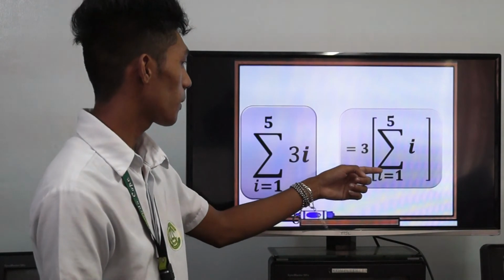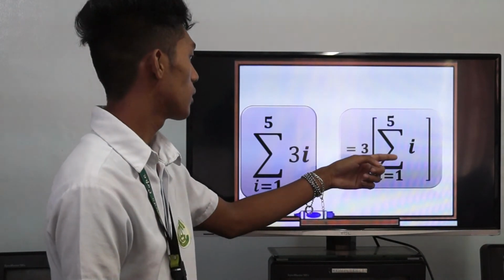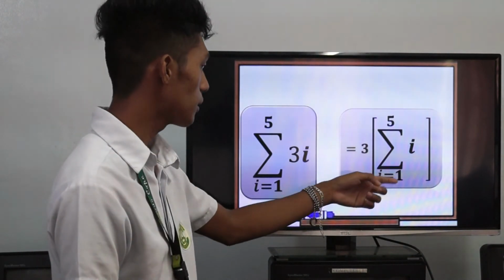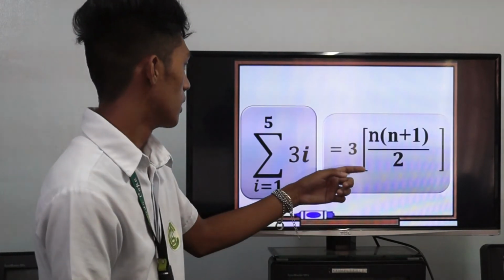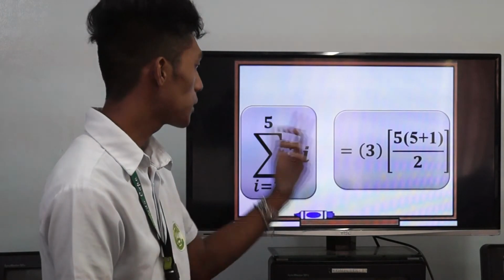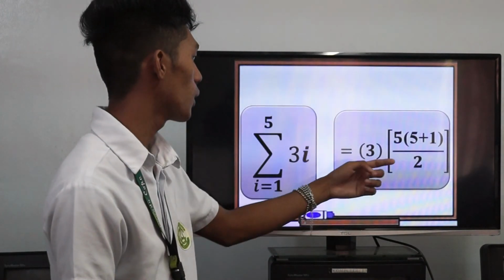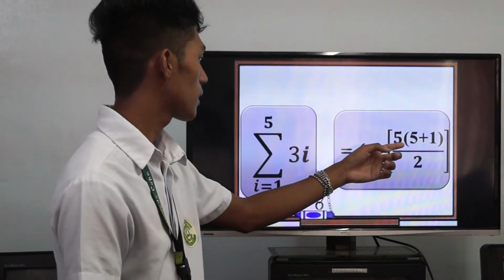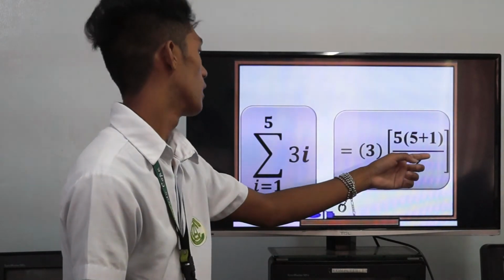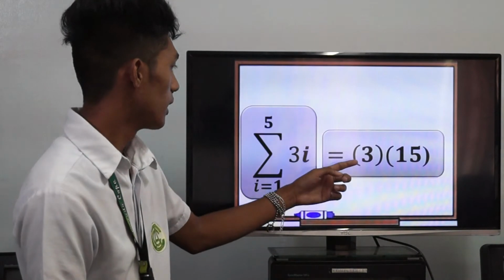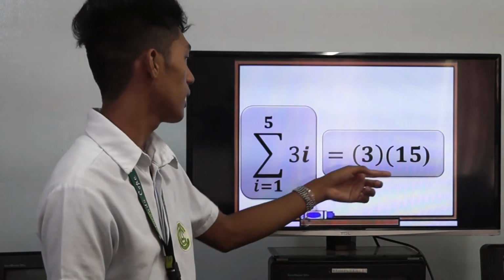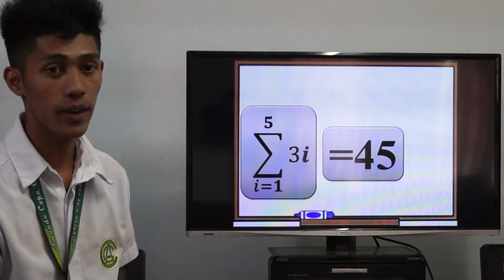3 times the quantity, the summation of i, where i runs from 1 to 5. Substitute the value of n, which is 5, so it will become 5 times the quantity 5 plus 1, all over 2, times 3. And it will become 3 times 15, and 3 times 15 is equal to 45.